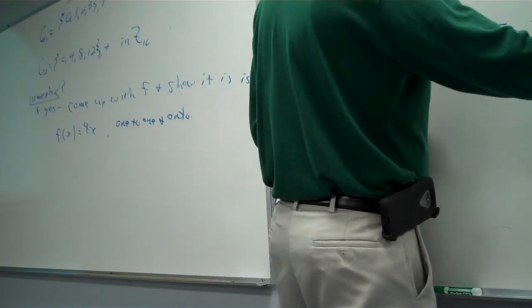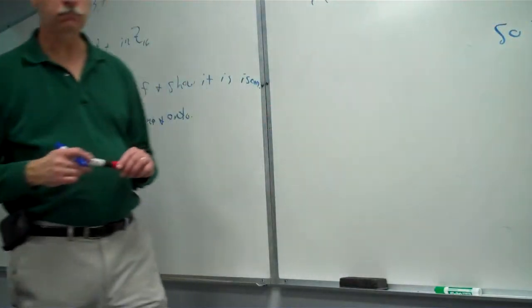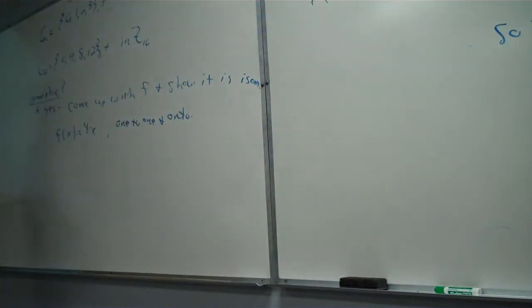So they are isomorphic, or F is an isomorphism. To say two groups are isomorphic, there has to be an isomorphism. So I guess technically we showed F was an isomorphism, and so the original two groups are isomorphic.